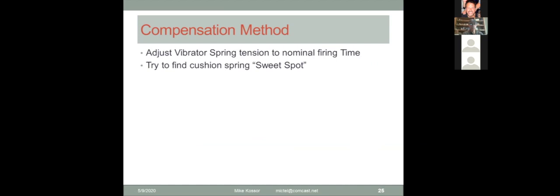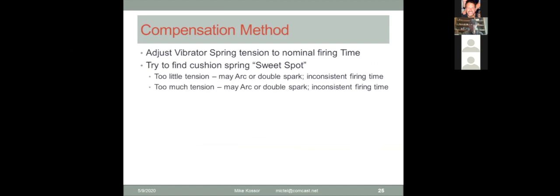So here we want to try to find a sweet spot on the cushion spring. Not too much, not too little tension. We said too little tension may arc or double spark. Too much tension may arc or double spark. So we have to find the proper amount which will result in good firing consistency.